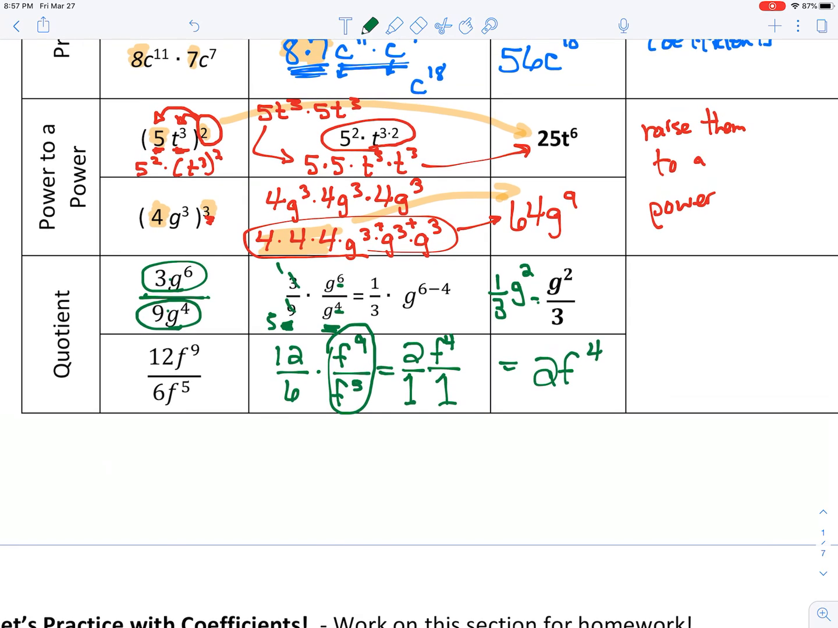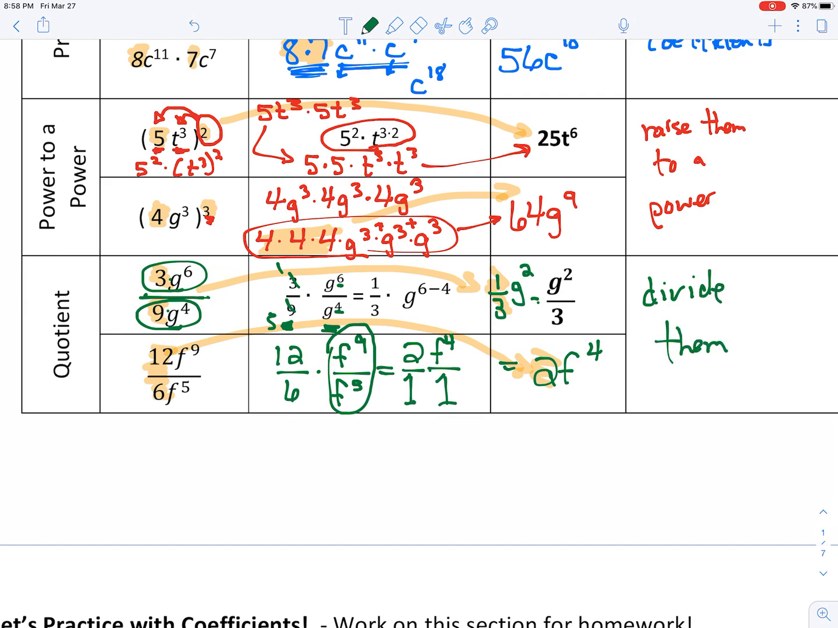Now the pattern here when it comes to a quotient is you divide the coefficients. 3 is divided by 9 in the original problem. That results in 3 over 9, which is also 1/3. 12 over 6 is the same thing as 2. So you divide the coefficients. I'll put divide them.